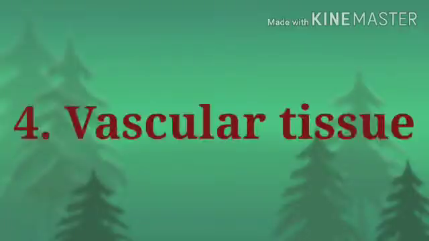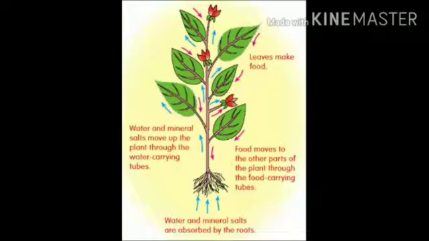And the fourth tissue, vascular tissue. In plants, vascular tissue plays a major and important role in transportation of materials. Plants have different parts and they need materials to be distributed among the different parts of the plant. Plants need water and minerals for their life processes. So the root of the plant absorbs water and minerals from the soil. This water and these minerals should be transported to different parts where they can be used.